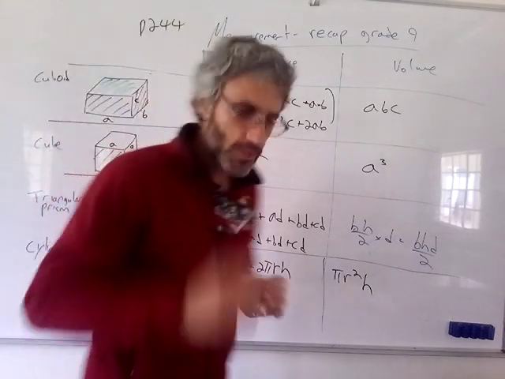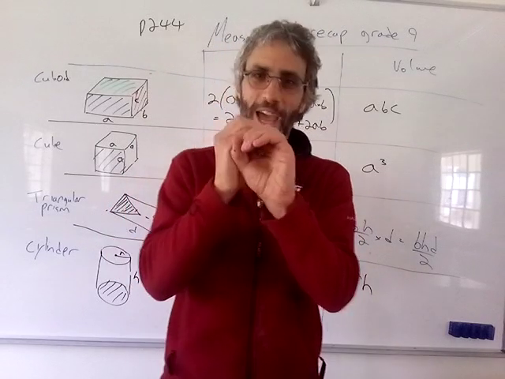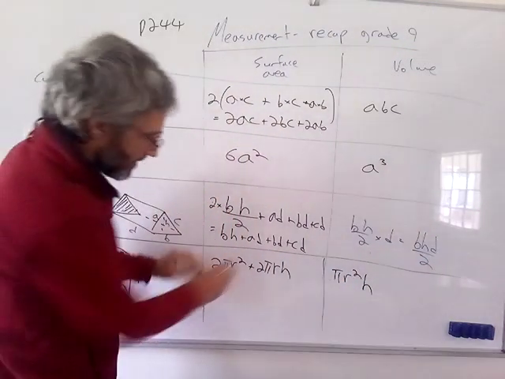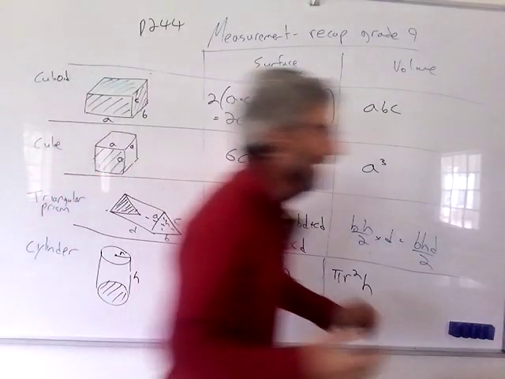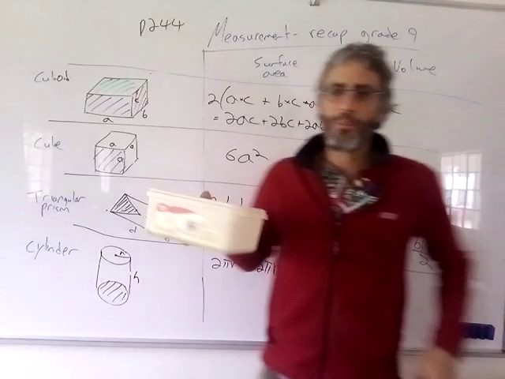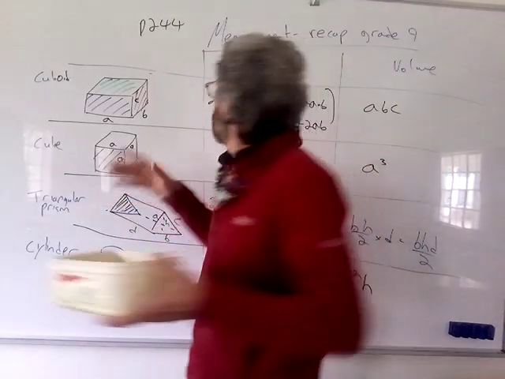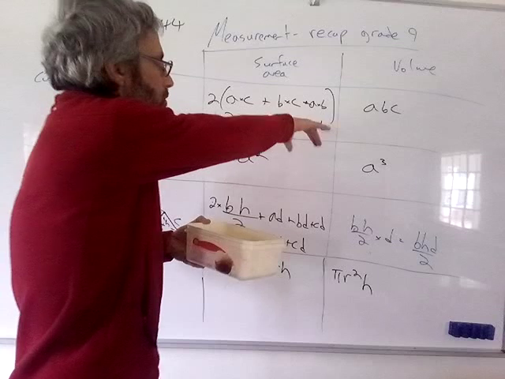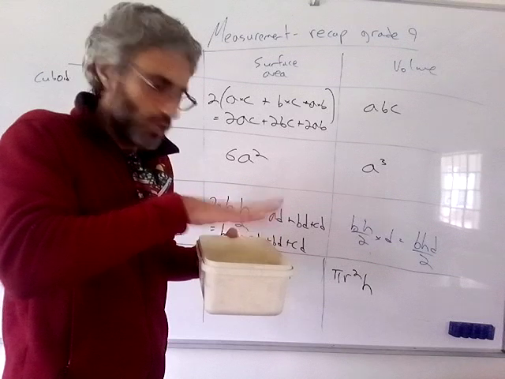Another case could be a telescope, or, I don't know, a toilet roll. A toilet roll is basically just the wrap around here, and there are no bases. So in that case, the surface area is not going to be 2 pi r squared, it will be just 2 pi r h. The same thing, for example, with this kind of rectangular base. Well, it's missing the top base. So you don't just write down 2ac plus 2bc plus 2ab. One of those is just going to be ab, not 2ab, because the top is open.